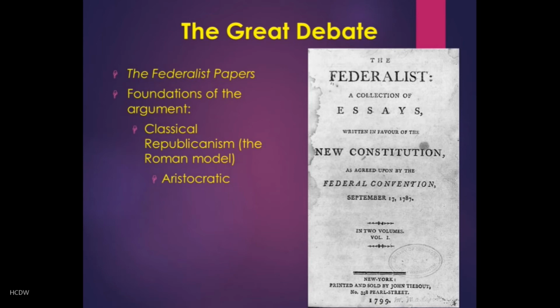Now, if we think about some of the general foundations for the argument on each side and where they were coming from, all of these so-called founding fathers are deeply educated. They look back to the classics. But the Anti-Federalists tended to lean more in the camp of supporting a form of government similar to the classic republican forms of government, like the Roman model. There tended to be more roots of aristocracy in their thinking.